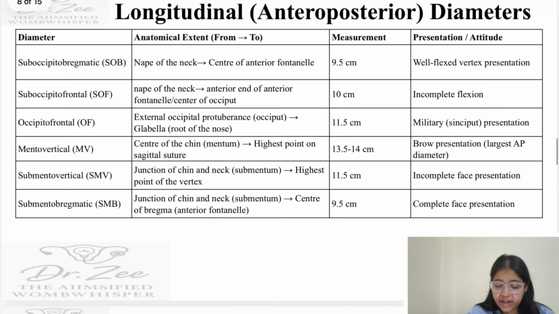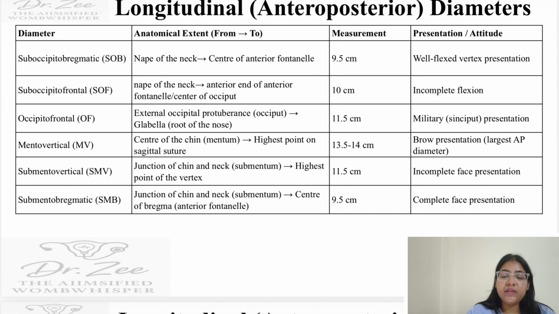Now the important part, longitudinal diameters, that is the anteroposterior diameter of the fetal skull. This is very important, and you need to understand this to understand the mechanism of labor. So just try to understand and remember the dimensions. Okay.